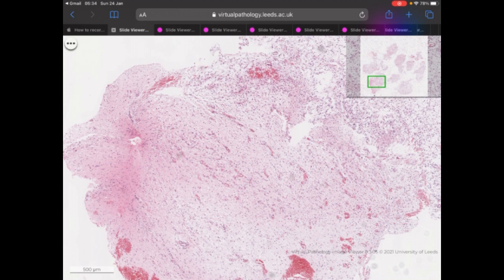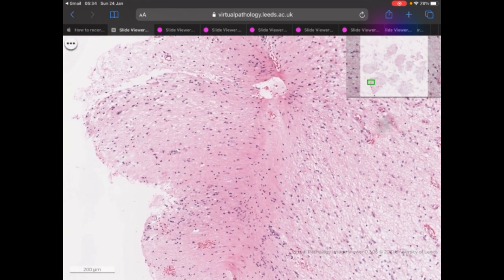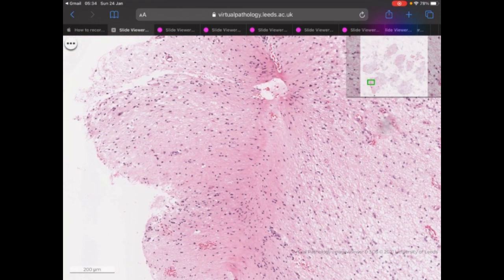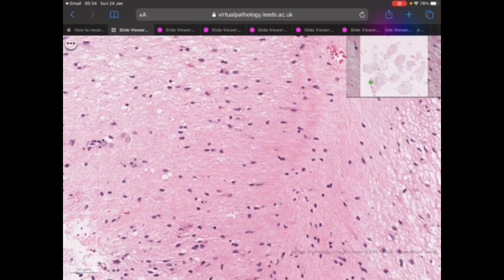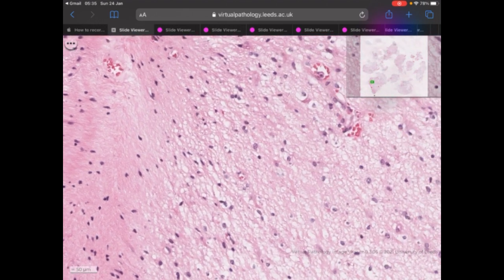So in this low power view, we can appreciate that the tumor is composed of compact cells, the compact area, on my left hand side, and on my right side, it shows the loose microcystic area. When we focus on the compact area, the cells are spindle elongated cells. This is a piloid cell. Later you can try to see it yourself. I will share the link.